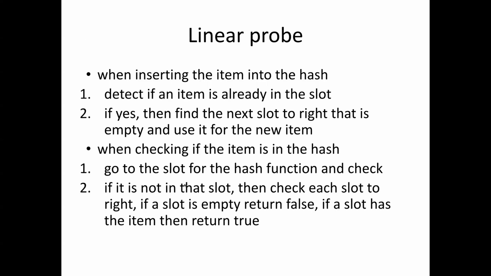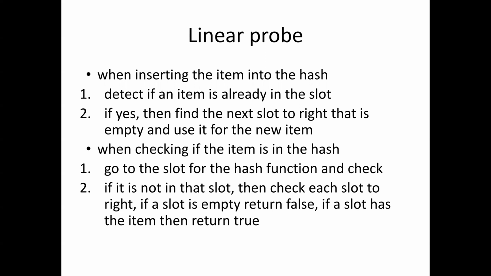Okay, so linear probing is one of the simplest ways. You have a list, right? You have an underlying data structure to store the hash table. We insert an item into the hash table according to a hash function. If the slot is already occupied, now you have a collision, right? So what do you do? You find the next slot to the right of that slot which is empty. Okay, if it's not empty, keep going to the right until you find an empty slot and use that for the new item.